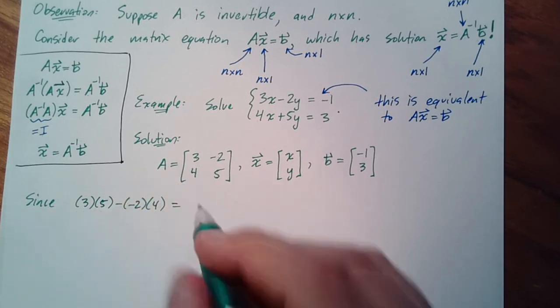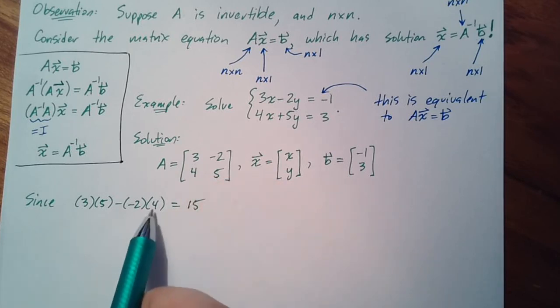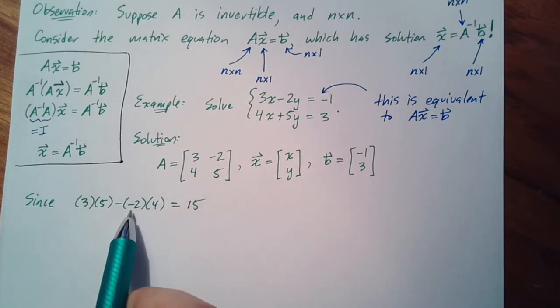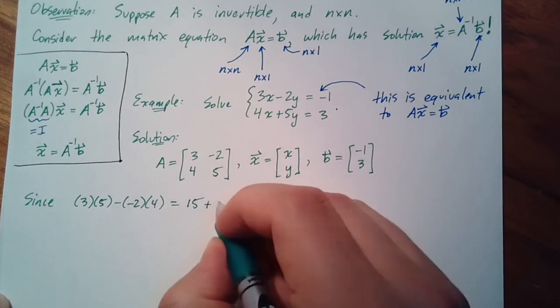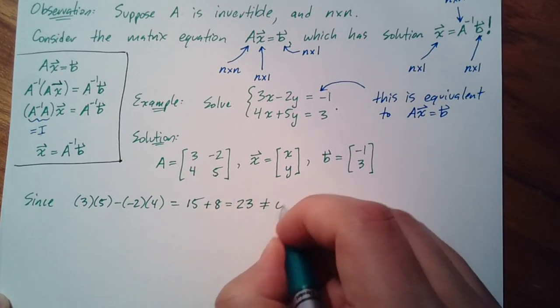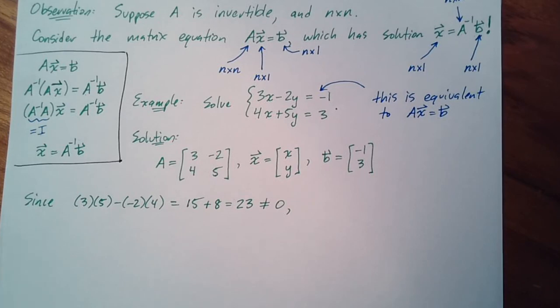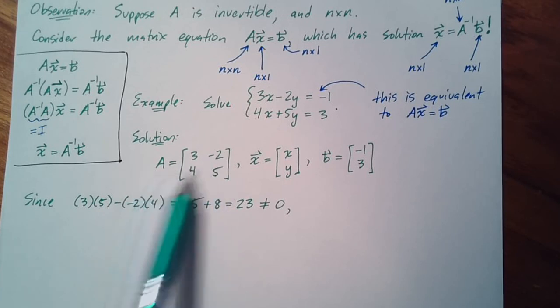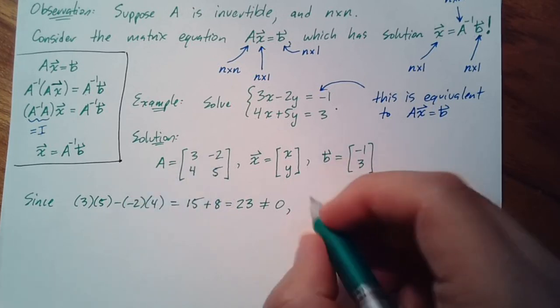That would be 3 times 5 is 15. Then you've got 4 times -2, which is -8. So subtract -8, you get +8, which is 23, and that's not 0. So since this, which is the appropriate cross product of this matrix, is non-zero, A is invertible.